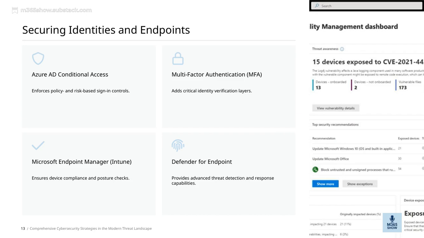Next, we have Microsoft Endpoint Manager, also known as Intune, which adds critical layers of identity verification. This helps us make sure that only authorized users and devices can access our resources. Multi-factor authentication, or MFA, is another essential element. It enforces sign-in controls based on policies and risk levels, adding an extra layer of security beyond just a password.